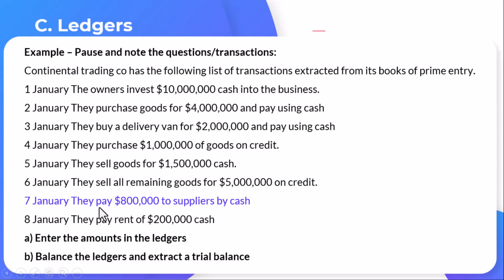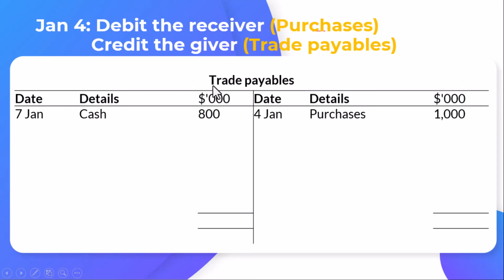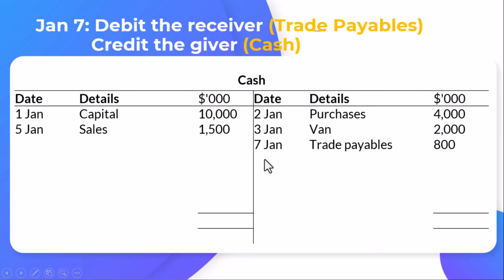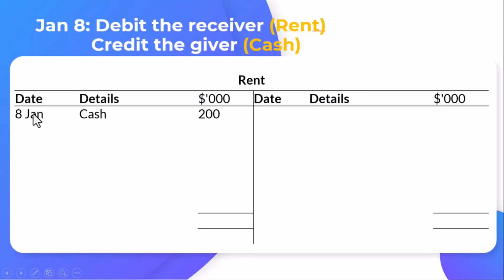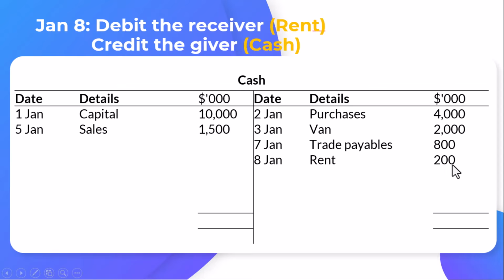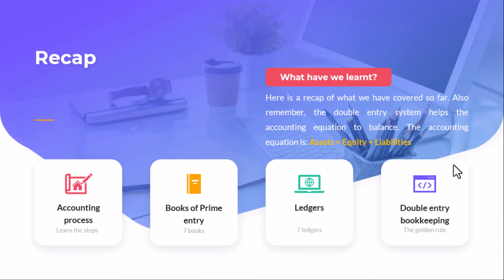Let's proceed. On the 7th of January, we pay 800,000 to suppliers by cash. So cash is going to be reduced there. So we're going to credit cash and debit those suppliers. So the suppliers are trade payables, so we debit them on 7th of January with cash of 800,000, and we credit cash 7th of January going to trade payables over 800,000. Finally, on the 8th of January, we pay rent of 200,000 cash. So cash is going out, we need to credit cash and debit rent. So when we go back there, we debit rent 8th of January for cash of 200,000, and then we're going to credit cash on the 8th of January of 200,000. That completes the transactions, and we have answered part 1 of the task that we were given.